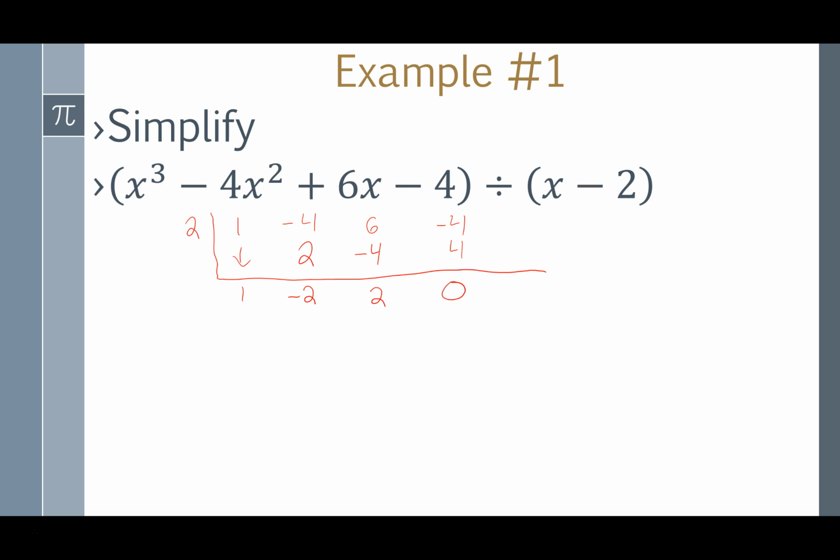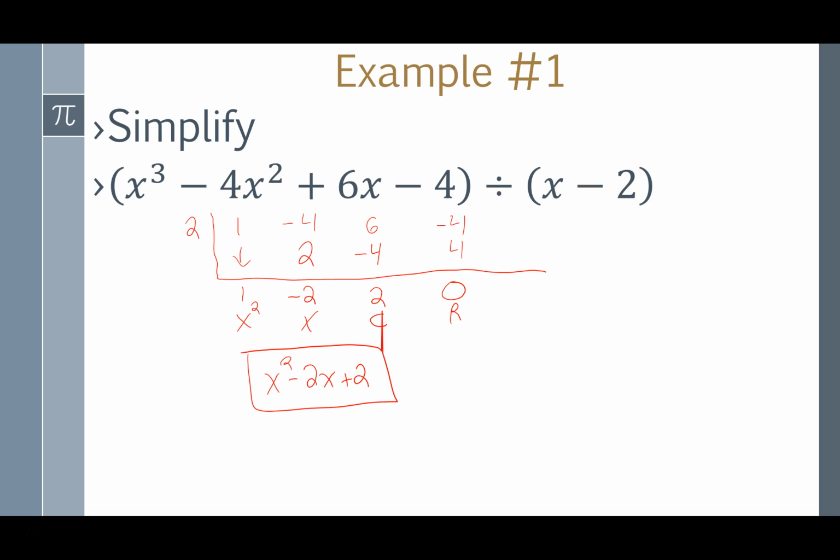Now, all we have is a bunch of numbers. What the heck does this mean? Well, if we work from right to left, the last number is the remainder. This is the constant term. This is our variable. And this is our variable squared. If there's another number, then it'd be variable cubed, variable to the fourth, and so on down the list. So that means if we were to divide this by x minus 2, we're going to get x squared minus 2x plus 2 with no remainder.